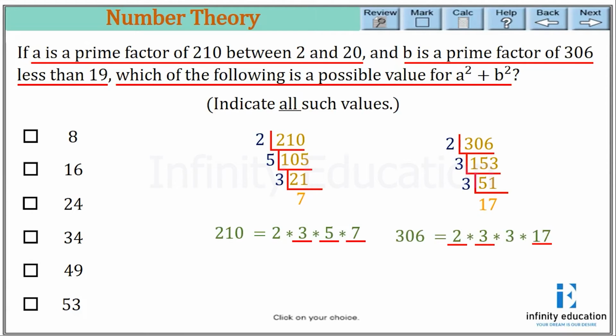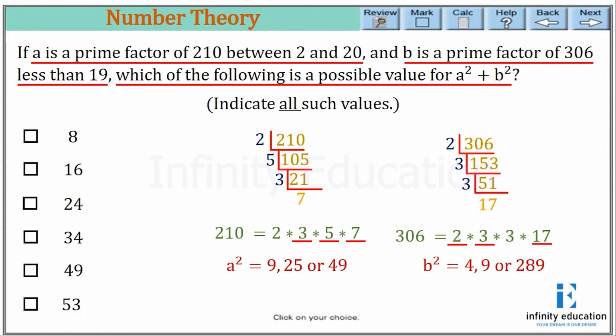Now the question is asking which of the following is a possible value for A square plus B square. A square can be 9, 25 or 49. Why? When I'm considering A as 3, A square is 9. When I'm considering A as 5, A square is 25. And when I'm considering A as 7, A square is 49. Same, when I'm considering B as 2, B square is 4. When I'm considering B as 3, B square is 9.